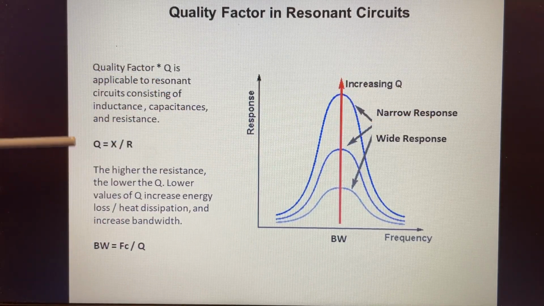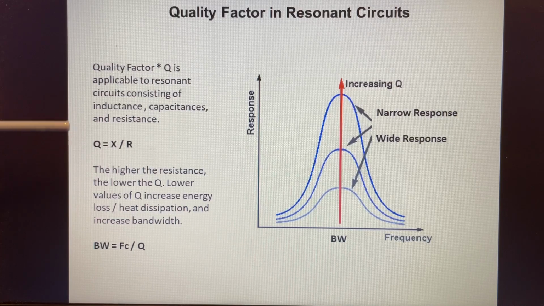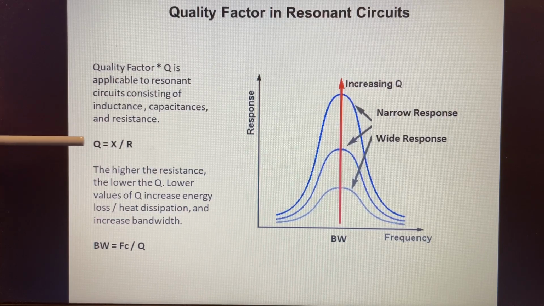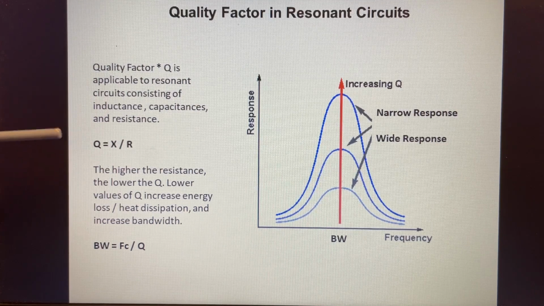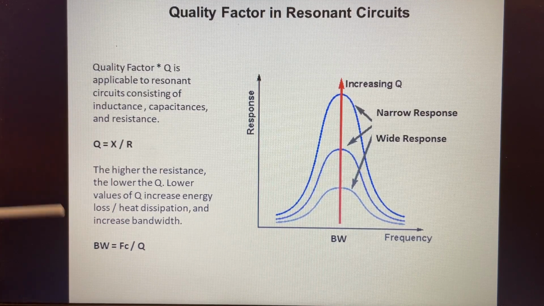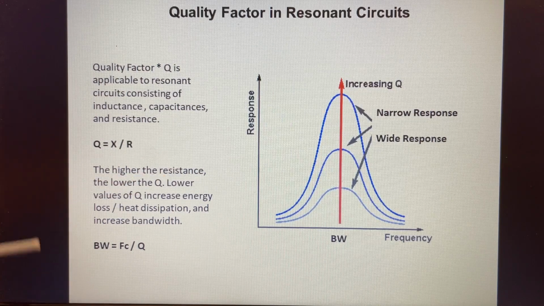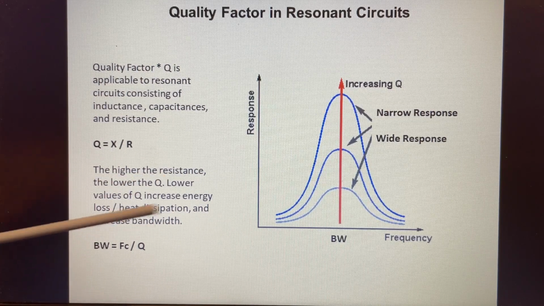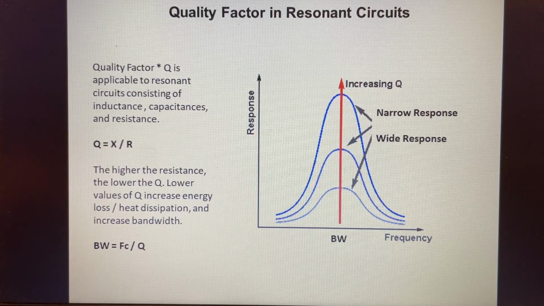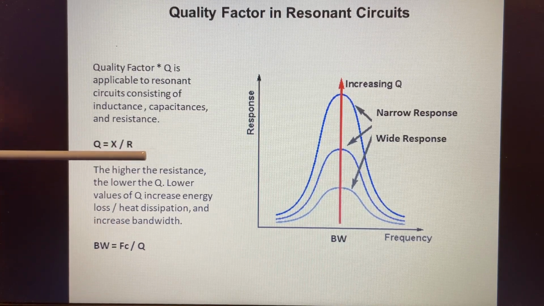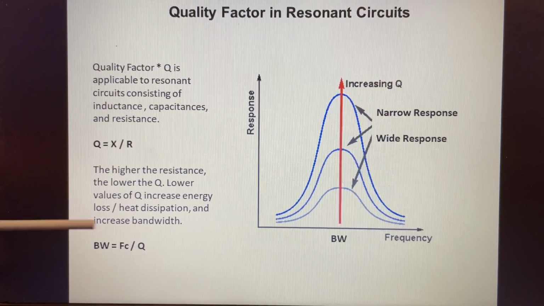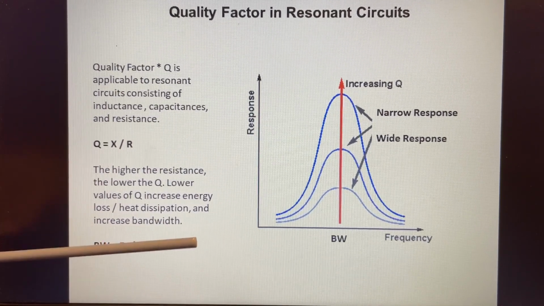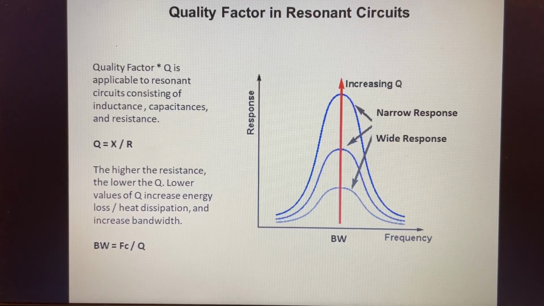So typically in these circuits, we're using a Q of 5. I use that in the pi network, and I'll also use that when we go ahead and calculate the component values for the Class E amplifier. So basically, the higher the resistance, the lower the Q, and the lower value of Q increases the energy loss and heat dissipation. So if we have a high amount of resistance due to the windings in the inductor, we're going to have more loss, more heat dissipation, and a wider bandwidth. In this case, we want a narrower bandwidth to improve circuit performance.